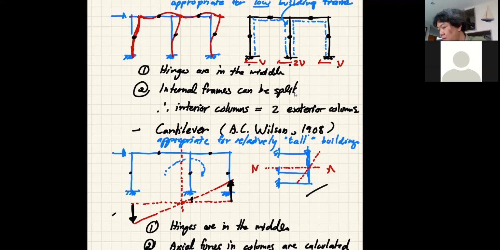Okay, is there any question? Because there's no more to do than to try to go through the example, which we will start in the next session.